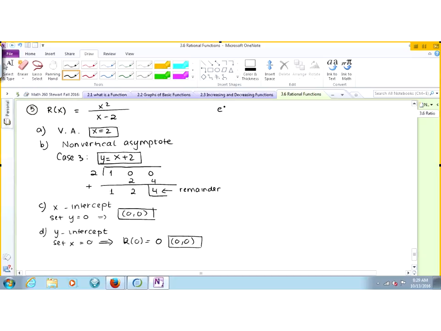All right, now E, do they intersect the non-vertical asymptote? Does it or doesn't it? Does the graph intersect its non-vertical asymptote?